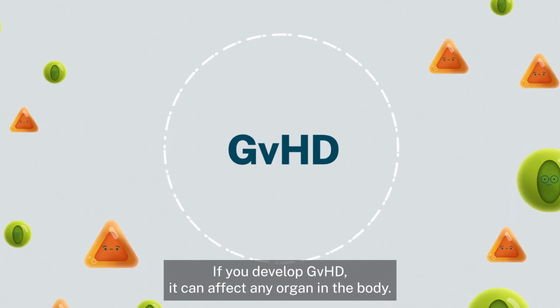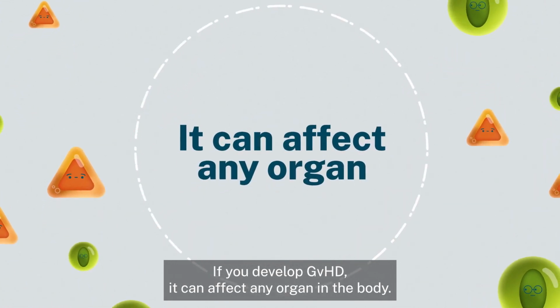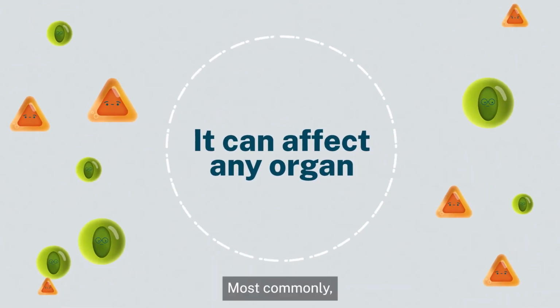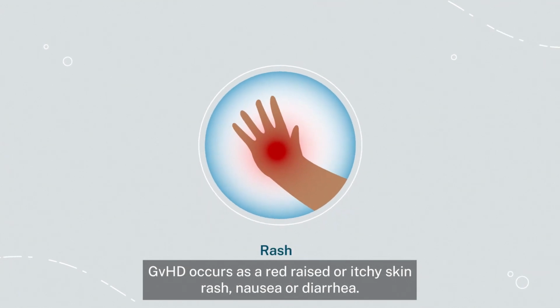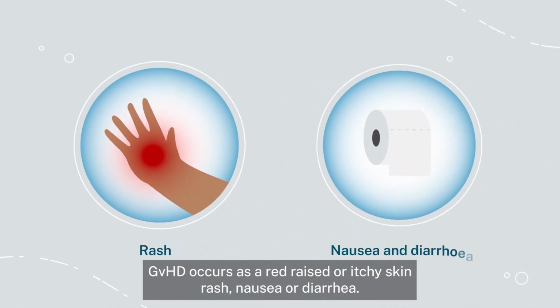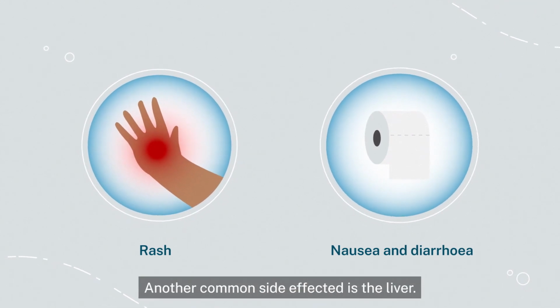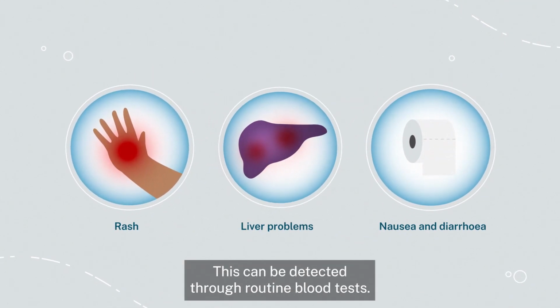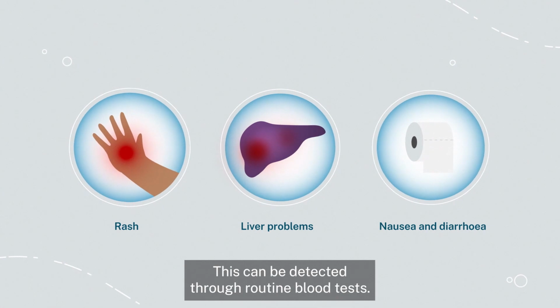If you develop GVHD, it can affect any organ in the body. Most commonly, GVHD occurs as a red, raised or itchy skin rash, nausea or diarrhea. Another common site affected is the liver. This can be detected through routine blood tests.